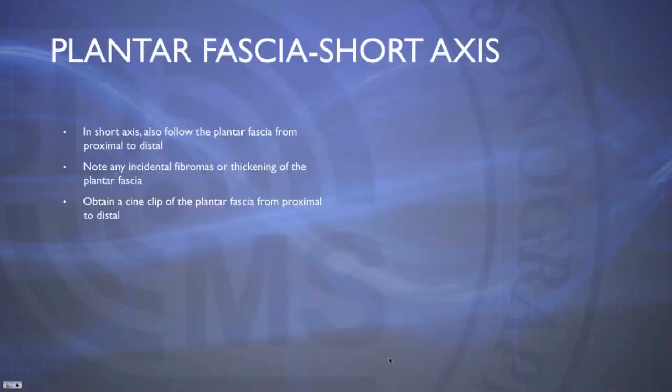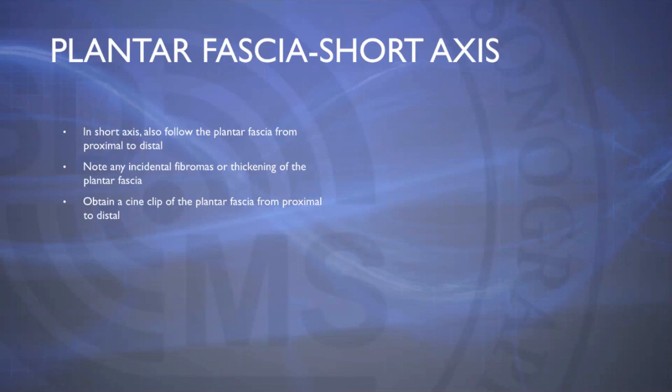Then moving into short axis, we can follow the plantar fascia from proximal to distal as well, noting any incidental fibromas or thickening of the plantar fascia. For myself, I can see plantar fibromas a bit better in the short axis, but everyone's a little bit different. And if you can, try to obtain a cine clip of the plantar fascia from proximal to distal.